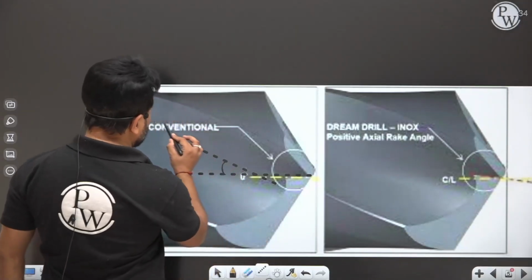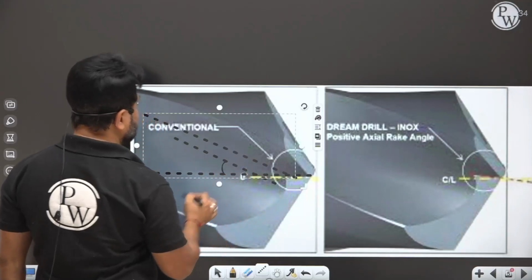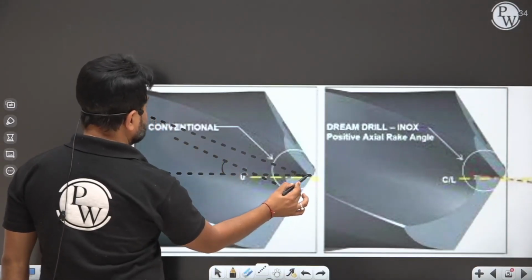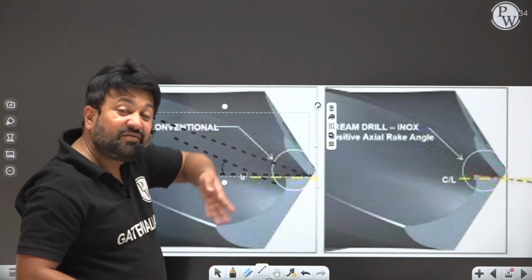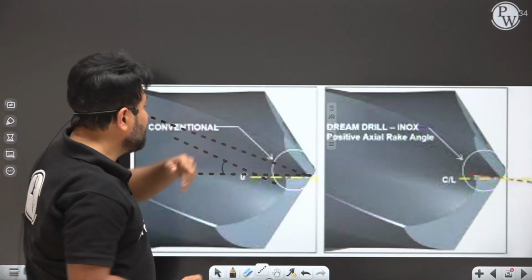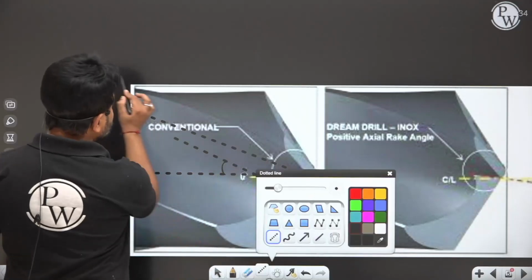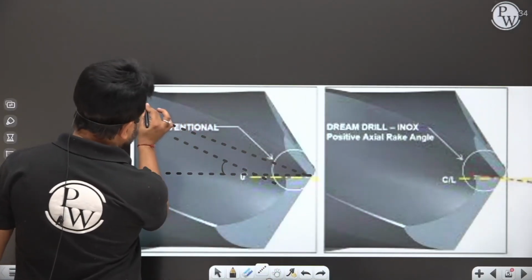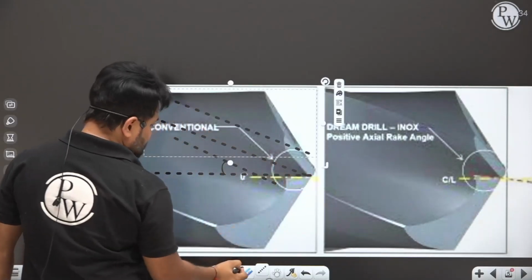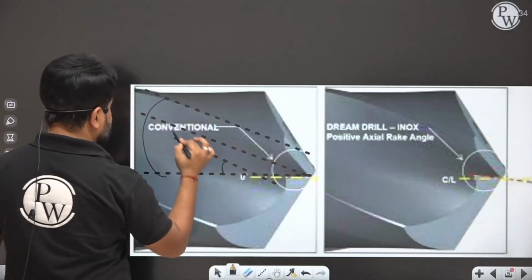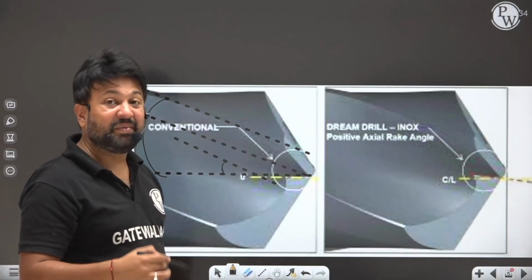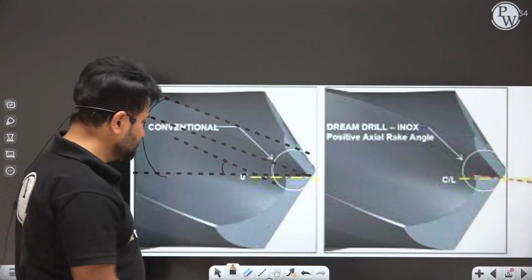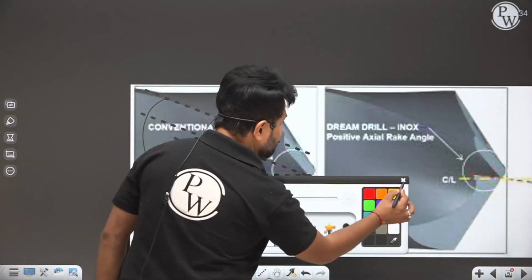Why? Because this axial rake angle varies, as it is a helical flute and the helical flute keeps changing. When you reach the periphery, the axial rake angle becomes equal to the helix angle.